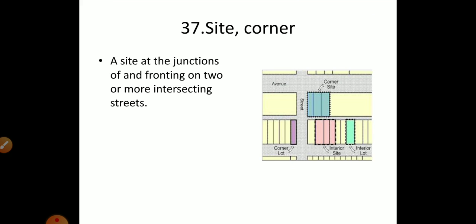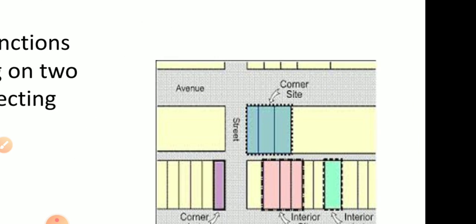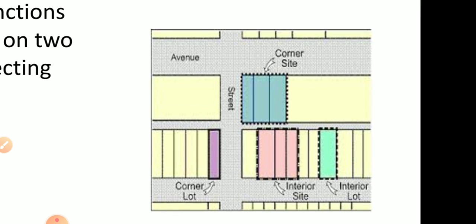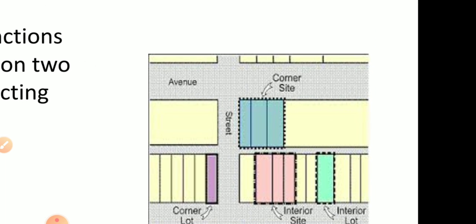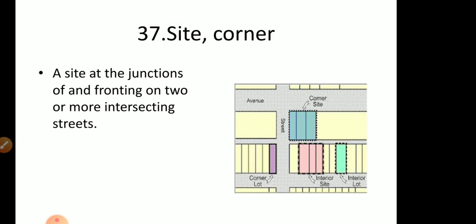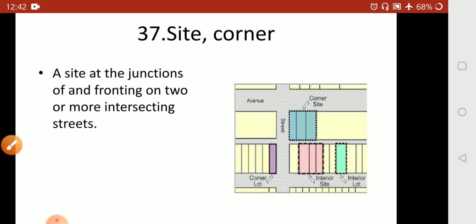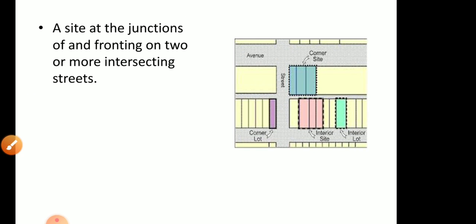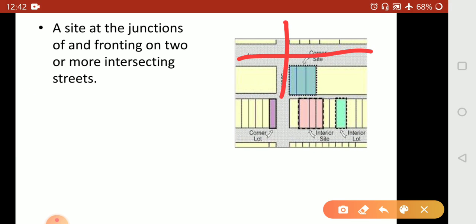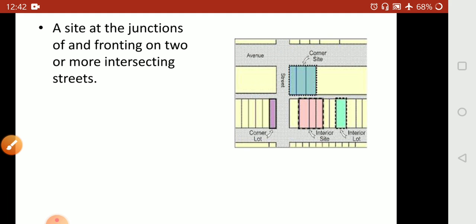The next part is the corner site. What does corner site mean? A site at the junction of and fronting on two or more intersecting streets. You can see here, this is a corner site. Here is a street, here is a street, here is a street. That is called a corner site.